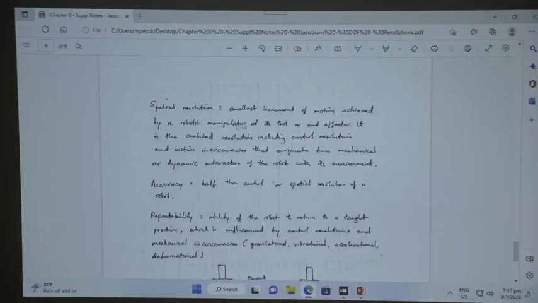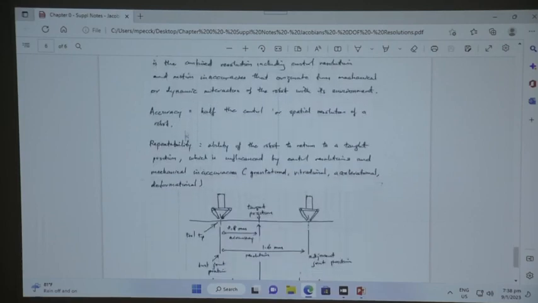And then what about the spatial resolution? The spatial resolution is the smallest increment of motion achieved by a robot manipulator at its tool or end effector. So it's a combined resolution including the control resolution and motion inaccuracy. This motion inaccuracy can originate from the mechanical or dynamic interaction of the robot with the environment. So this is the spatial resolution. Accuracy is always defined as half of the control or spatial resolution of a robot. If you are given the spatial resolution, half of the spatial resolution will give the accuracy of your robot.